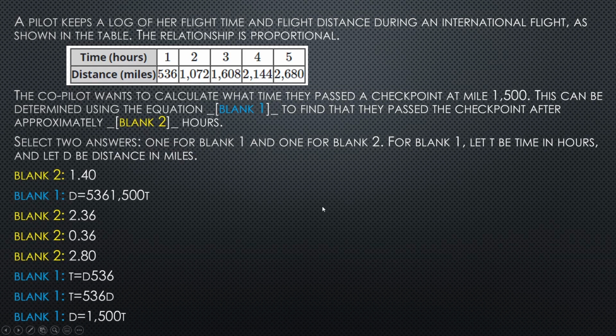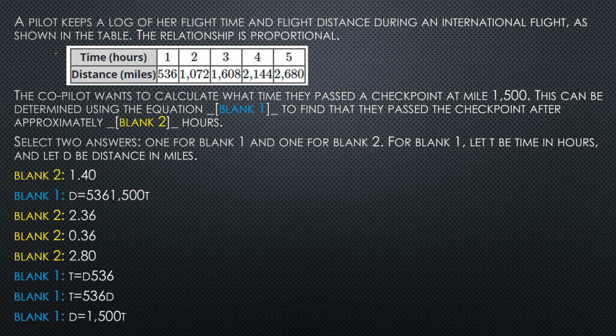All right, our last question. The pilot keeps a log of her flight times and flight distance during an international flight, as shown in the table. The relationship is proportional. The co-pilot wants to calculate what time they passed a checkpoint at mile 1500. This can be determined using the equation blank, and they passed the checkpoint after approximately blank hours. So again, we need to determine what our equation is going to be, and to do that we need our unit rate. So let's use our table here.